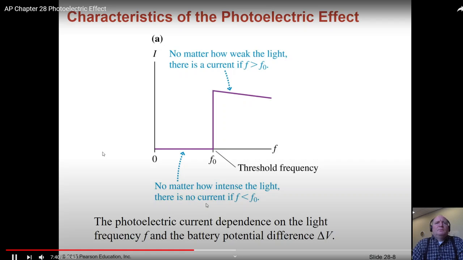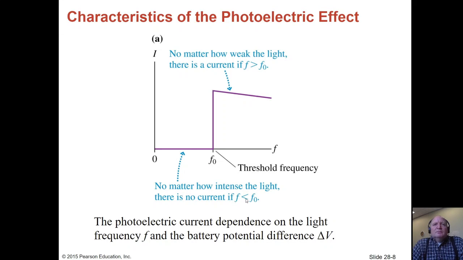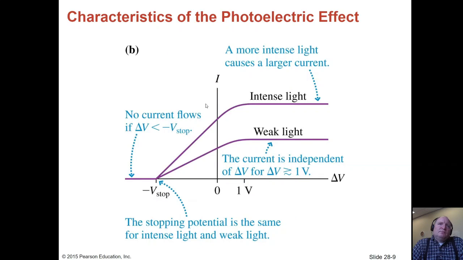No matter how intense the light, there is no current if the frequency is less than that threshold frequency. And here we have: a more intense light causes a larger current. We saw that. The weaker light wasn't as large. So the current, though, is independent of that change in voltage. When that change in voltage is greater than or equal to 1 volt, we saw there was really no change in current. But no current flows when delta V is less than negative V naught, the stopping potential.